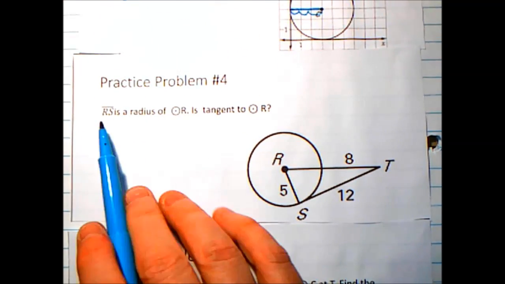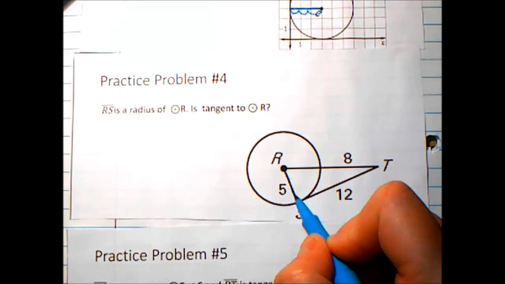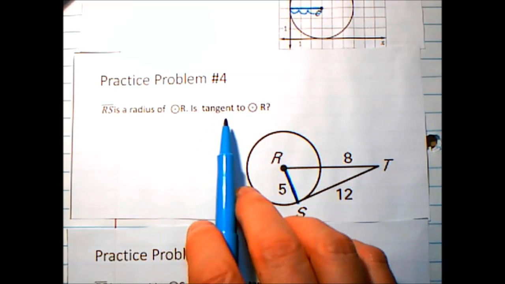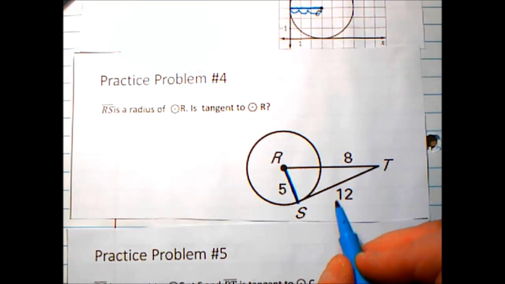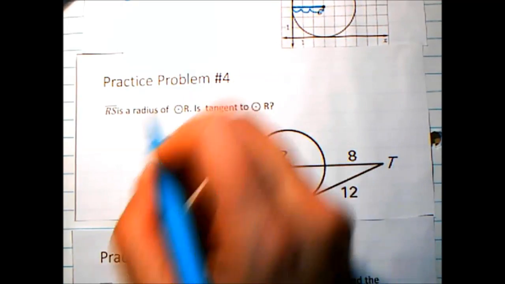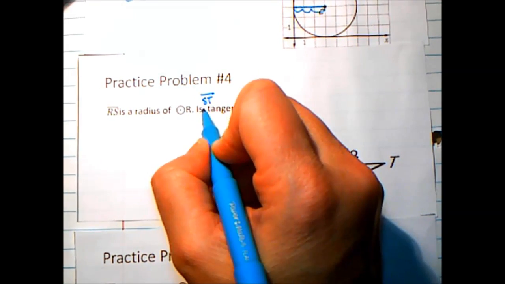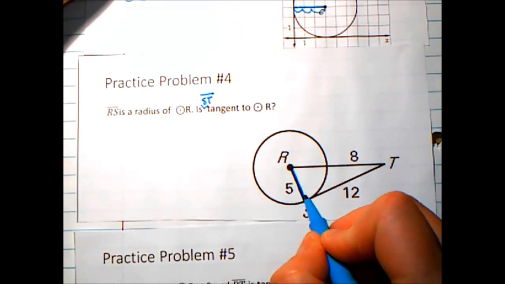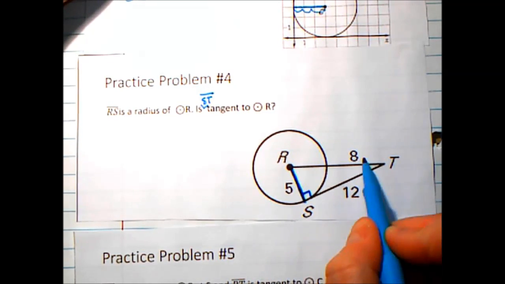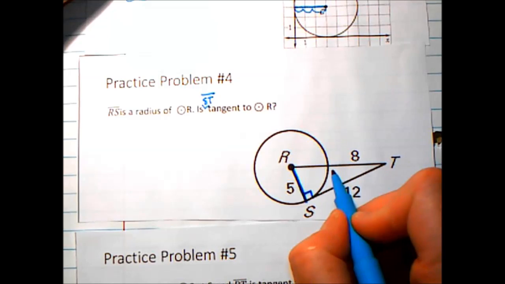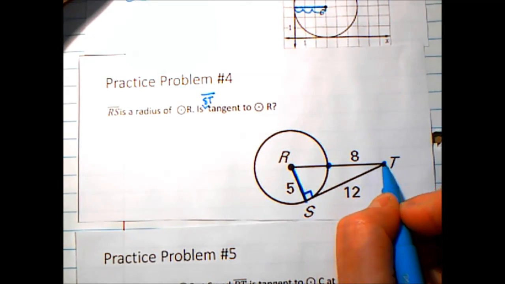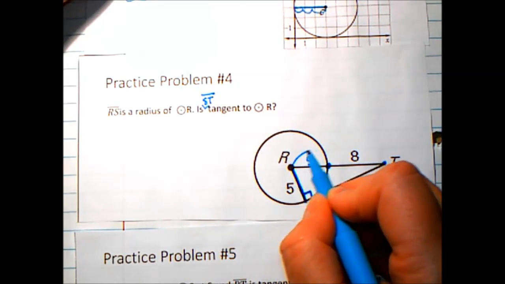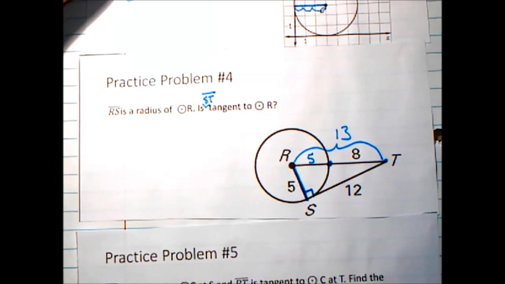Example 4 says that RS is a radius right here of circle R and is tangent to circle R. Oh, I forgot to insert ST in there. Is ST tangent to circle R? To know if it is, I need to check to see if this is a right angle, which means this is the Pythagorean theorem again. But realize 8 is from the outside of the circle to T. Right here in this section, this is still a radius, so that means this is still equal to 5. So this entire distance is 13.